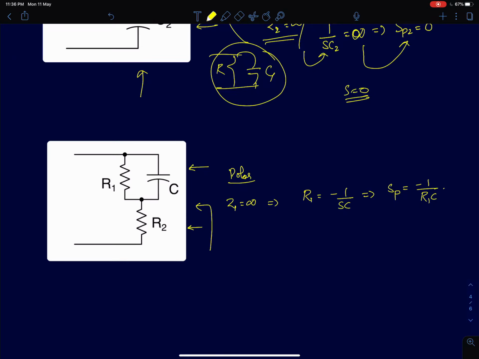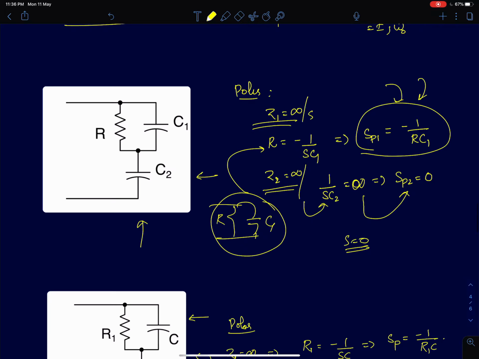I just forgot one point. If you recall the previous circuit, we said that the third condition is both of them going to infinity at the same point. We just saw that the first impedance goes to infinity at one value of S, which is minus 1 by RC1, and the second impedance goes to infinity at S equal to 0. They are not the same points, so I can't apply the third condition. The third condition, for two impedances in series, is Z1 equal to Z2 equal to infinity at the same value of S, and that cannot be applied because it doesn't happen at the same value of S.